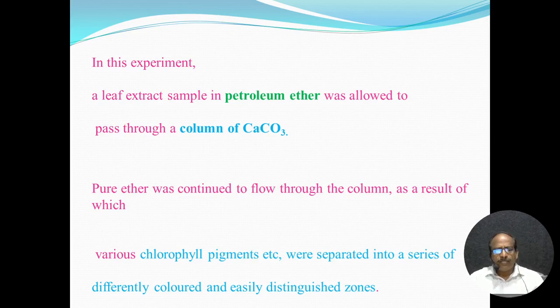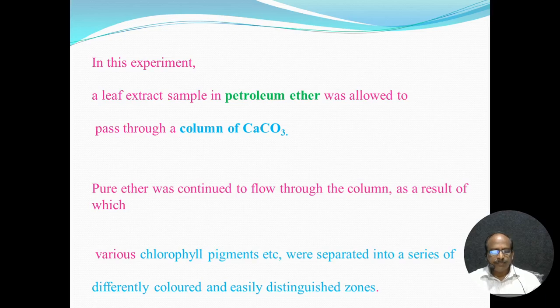Now, what did the botanist Svet do in his experiment on plant pigments? In this experiment, the leaf extract sample in petroleum ether, which is the solvent, was dissolved and allowed to pass through the column. What does the column contain? The column contains calcium carbonate, CaCO3. Then pure ether was continued to flow through the column.